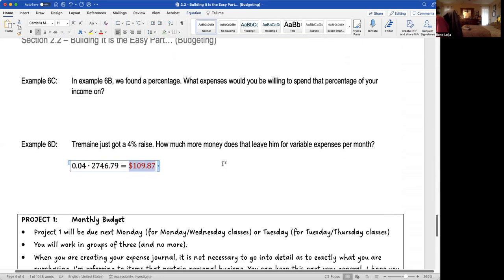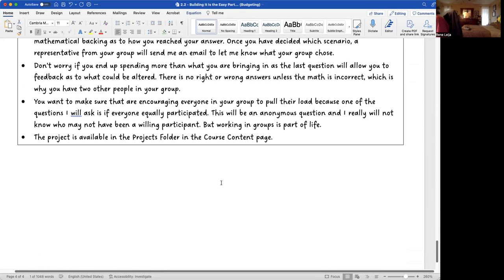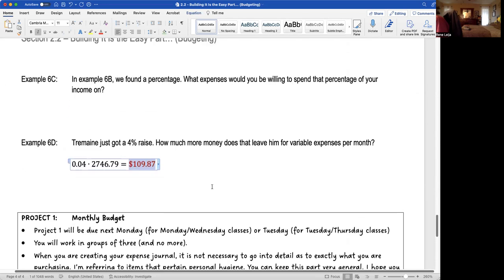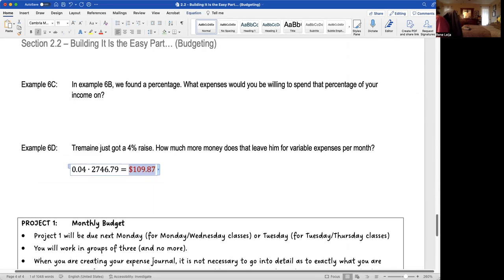Okay. All right, guys. Now the rest that's on here just explains details about the project, but we will go over this in class. So that's all that I have for you for section 2.2. If you have any questions, let me know.